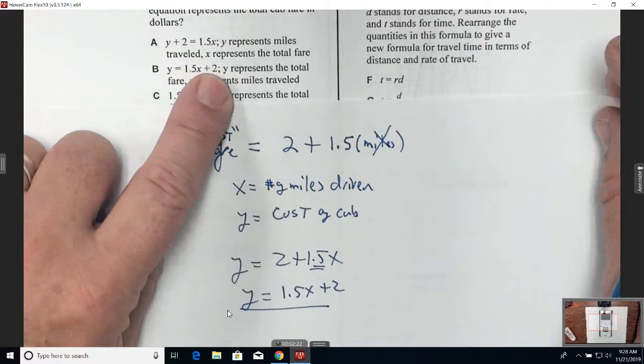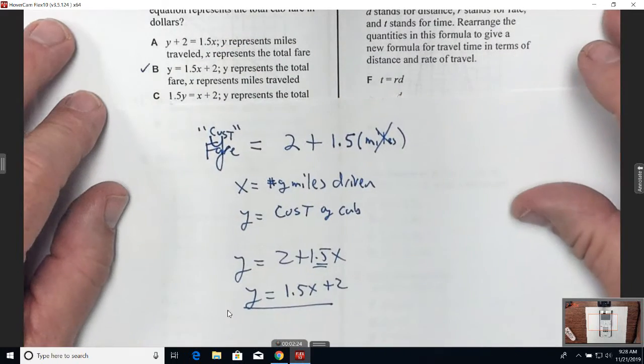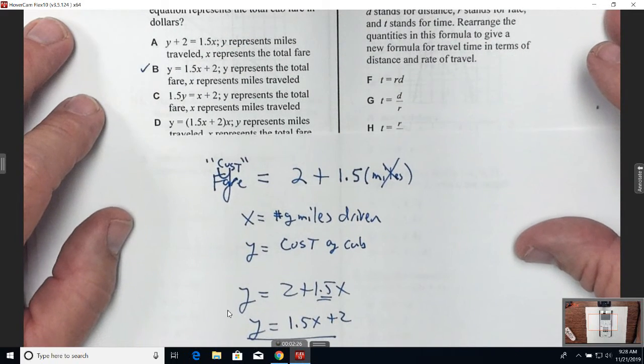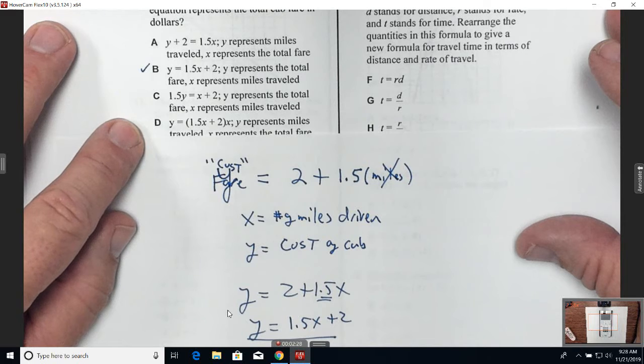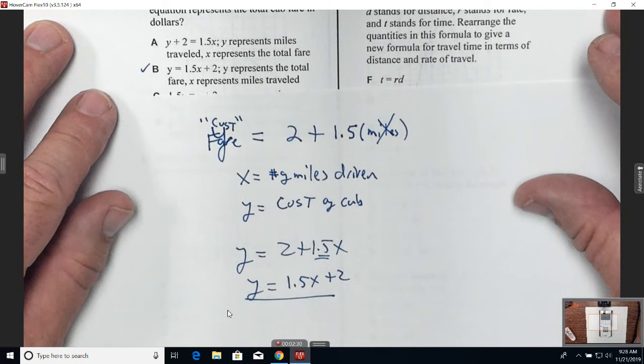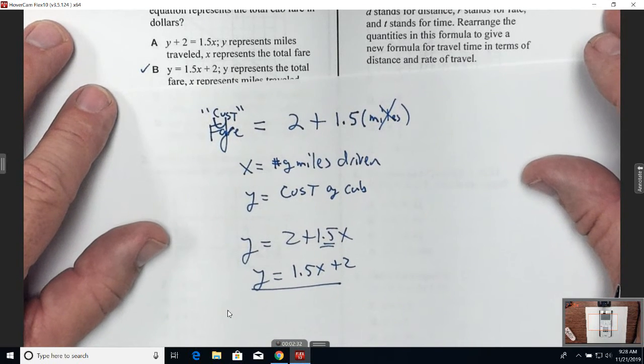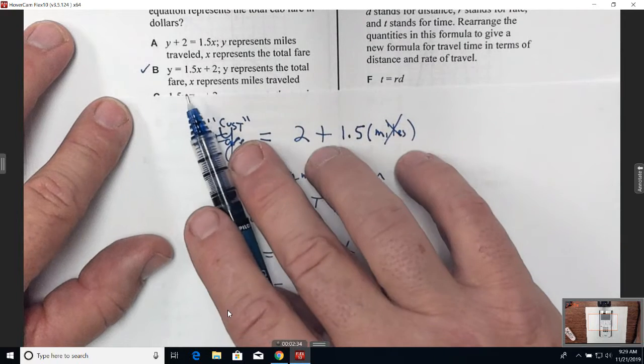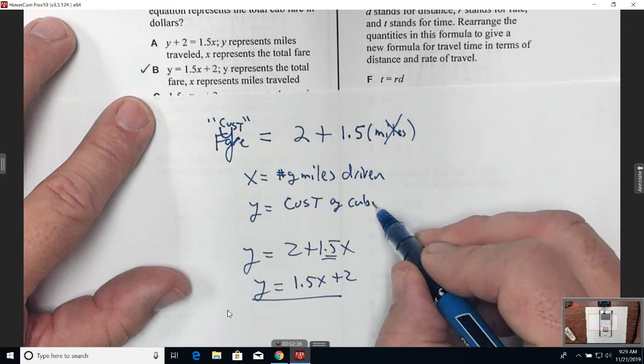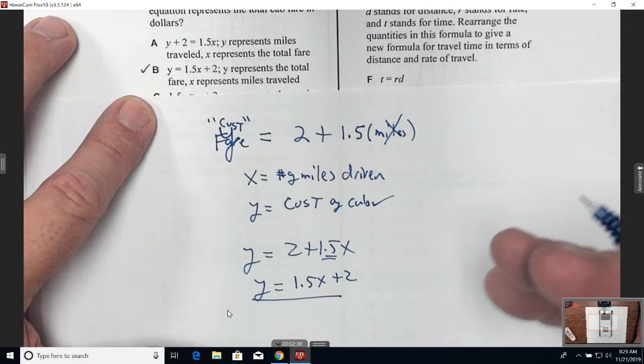Do I see any answer choices that show that equation? Y is equal to 1.5x plus 2? Looks like B. What about C? That doesn't look like that in C. D doesn't look like that. But let's make sure that these x's and y's are representing the right things. Y represents the total fare. Is that what it is? Y is the cost. Total fare is another word for cost.